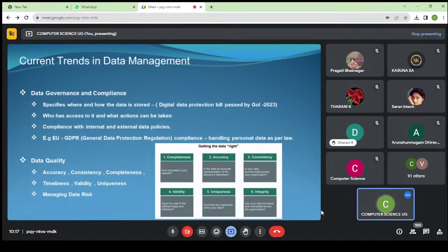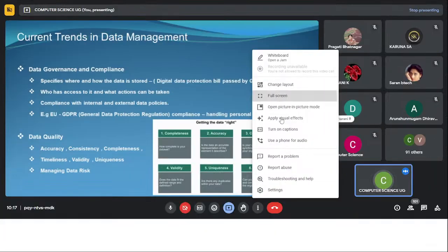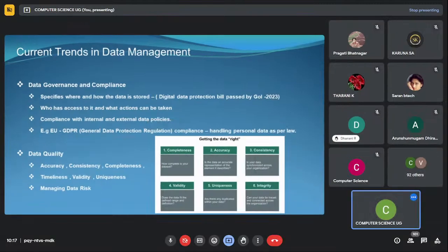And then validity: does the data fit in the defined range and the expected values you have? And how unique is it? You cannot have duplicates of data. If you have duplicates of data, then it's going to be a problem. You need to have unique data sets.